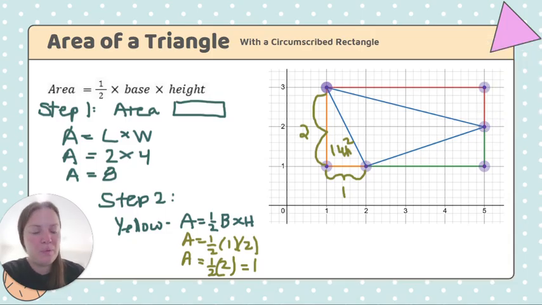So for our red, we want to find the base and the height. Let's have this one be our base. We've got 1, 2, 3, 4. And let's have this one be our height, which is going to be 1.